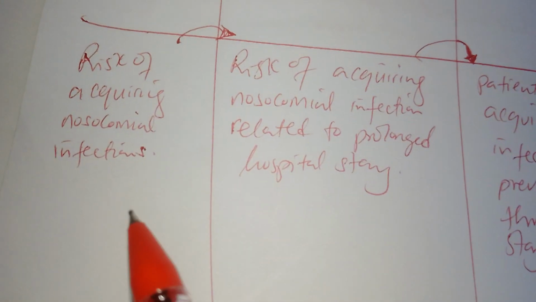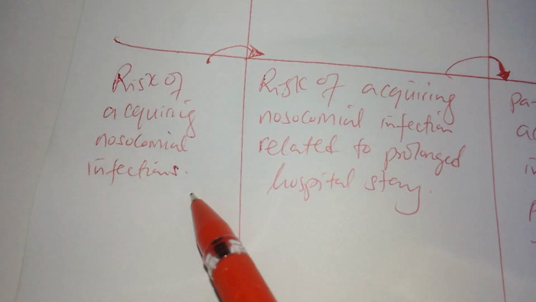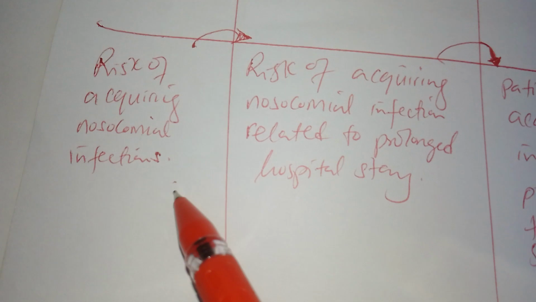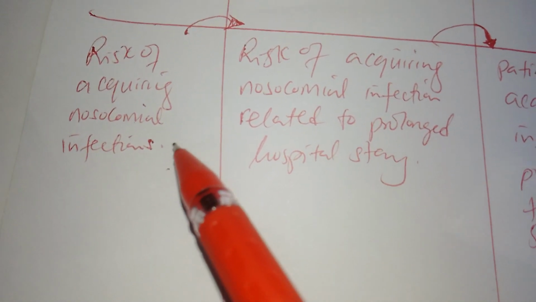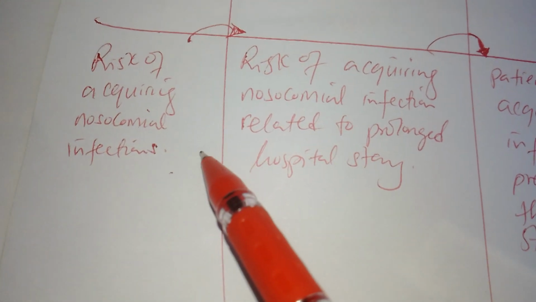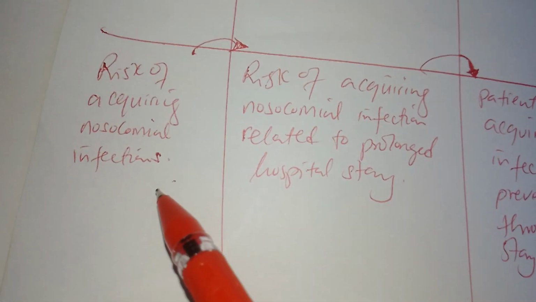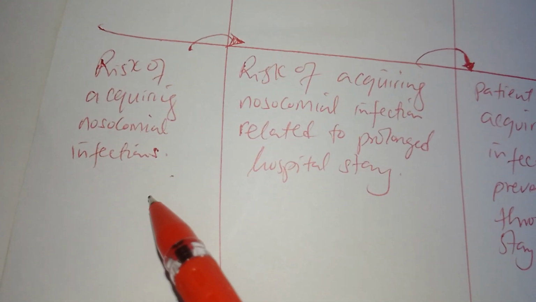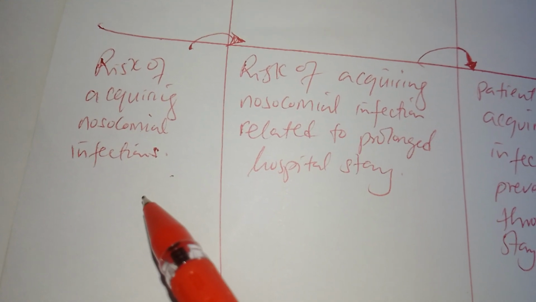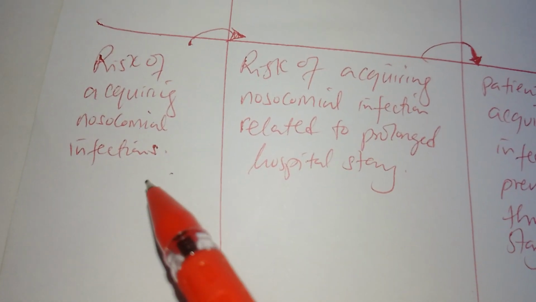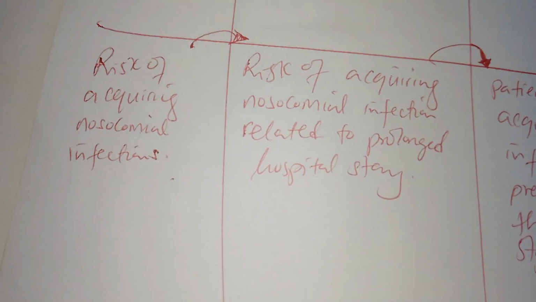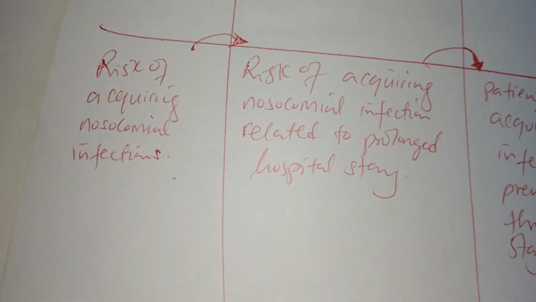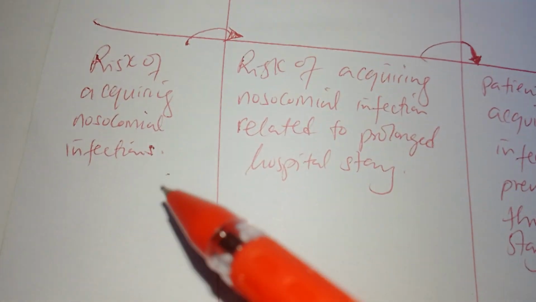Another problem is risk of acquiring nosocomial infections. Please, you should make sure that this is complete. Don't just say risk of infection. Is it risk of acquiring or risk of spread? You find that there are certain problems like cholera, TB, those have got a risk of spread of infection. So you need to be specific with your problem. Okay, so risk of acquiring nosocomial infection.